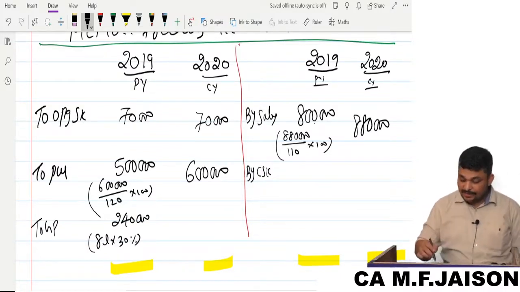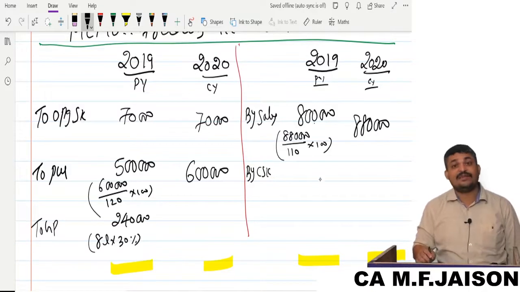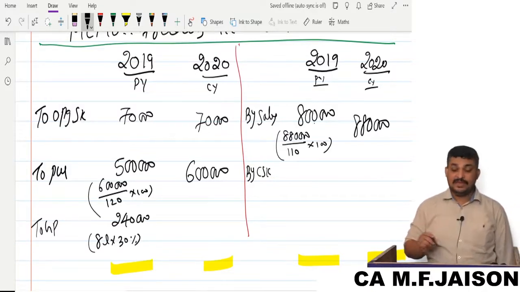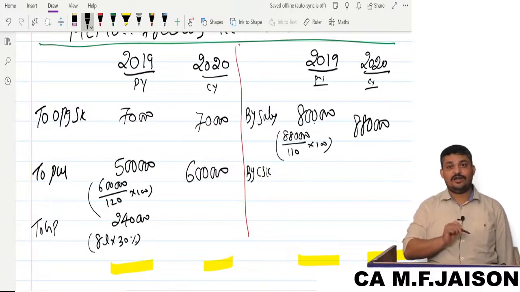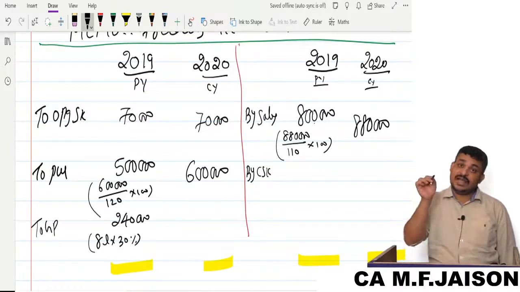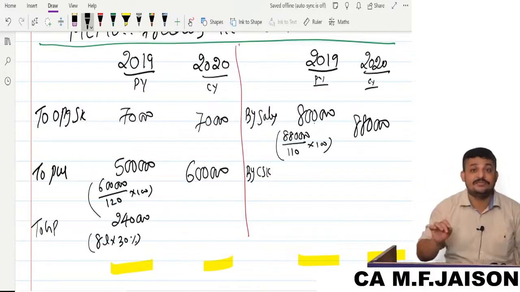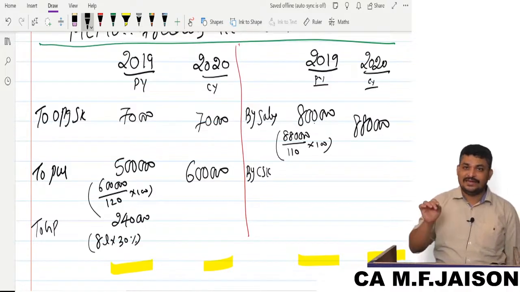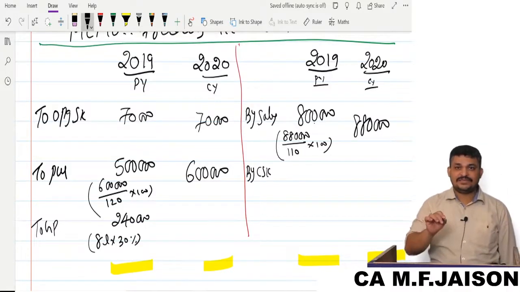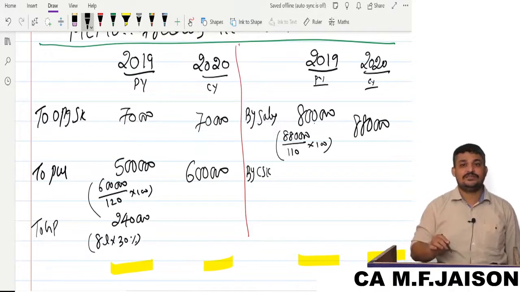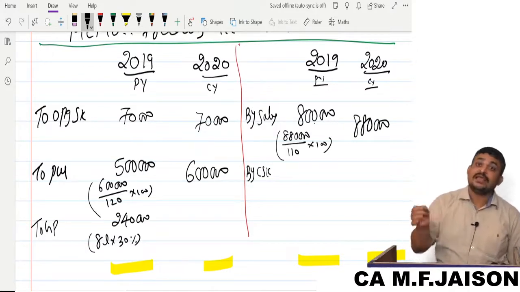So now what happens? All information is available, so I can arrive at closing stock as the balancing figure. In which column? The 19 column. Though it is the 19 column, is it actually 19 information or 20 information? The 19 column represents 20 information at 19 price.